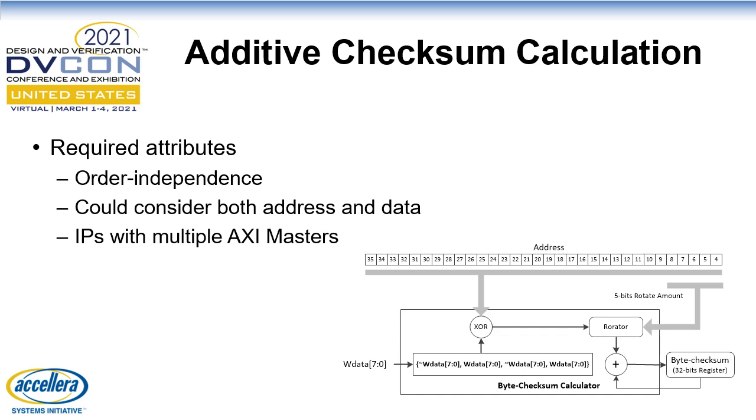Before accumulation, write values are XORed and rotated with their associated addresses so that the address-data pair is reflected in the resulting checksum. This checksum is well applicable for IPs with multiple XI masters. We can get total checksums simply by adding checksums of individual XI masters. Note that uploading written data for output checking is no longer required, just as with read data.